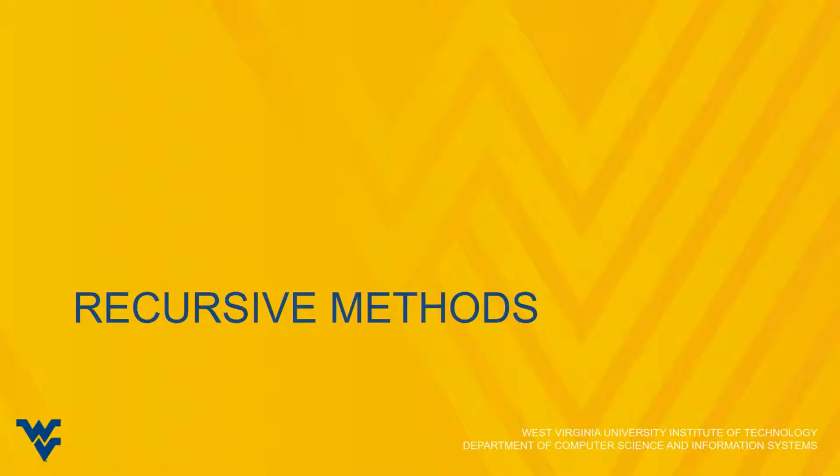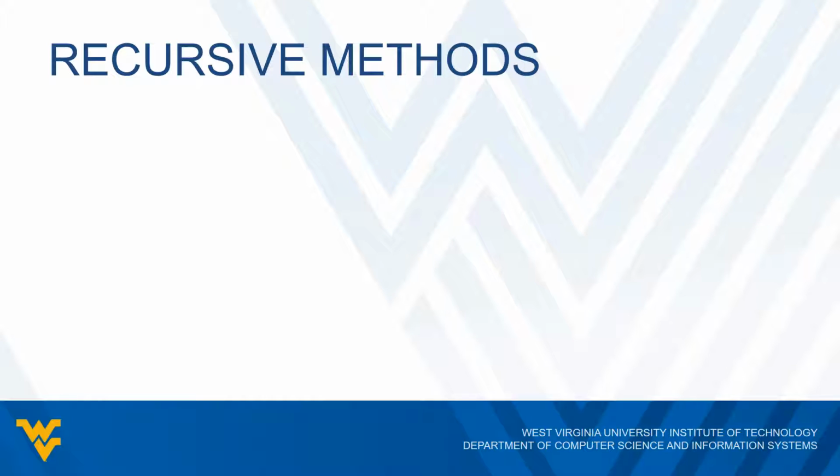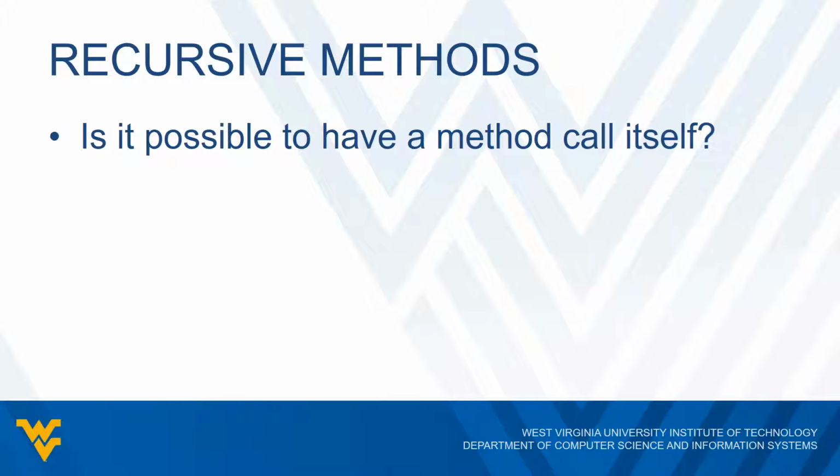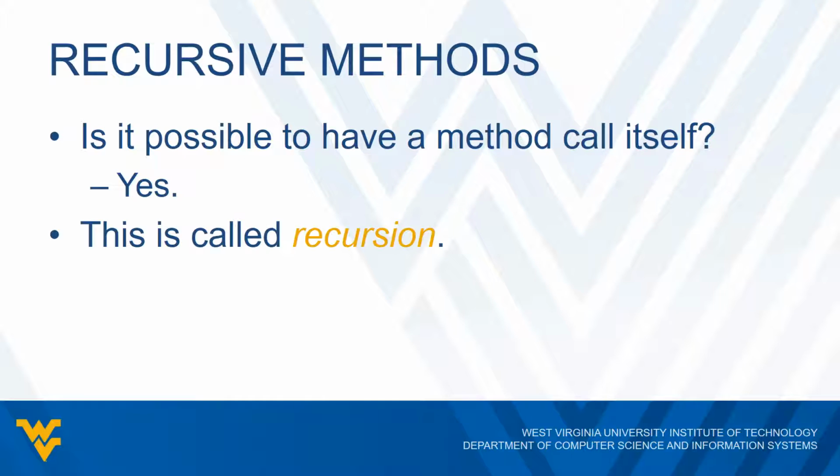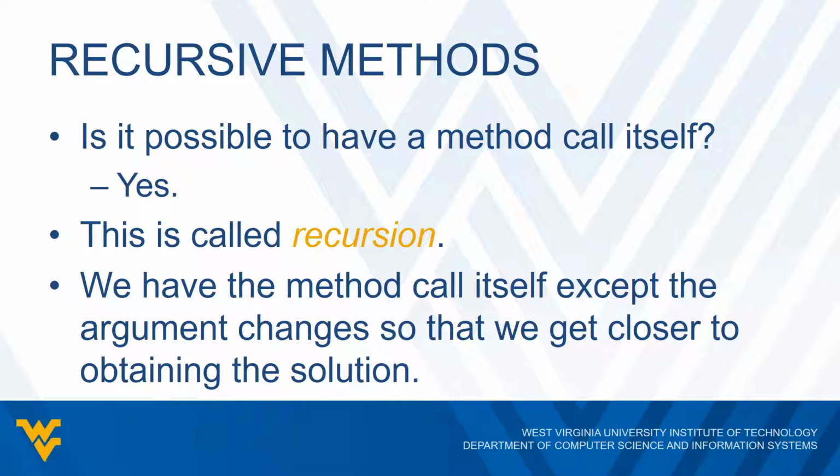We're now going to briefly introduce the idea of recursive methods. Here's an interesting question. Is it possible to have a method call itself? And the answer to that is yes. I think we talked a little bit about it before, and we'll be talking a lot more about it later in the course, but this is what we call recursion. The idea is that we have a method call itself.